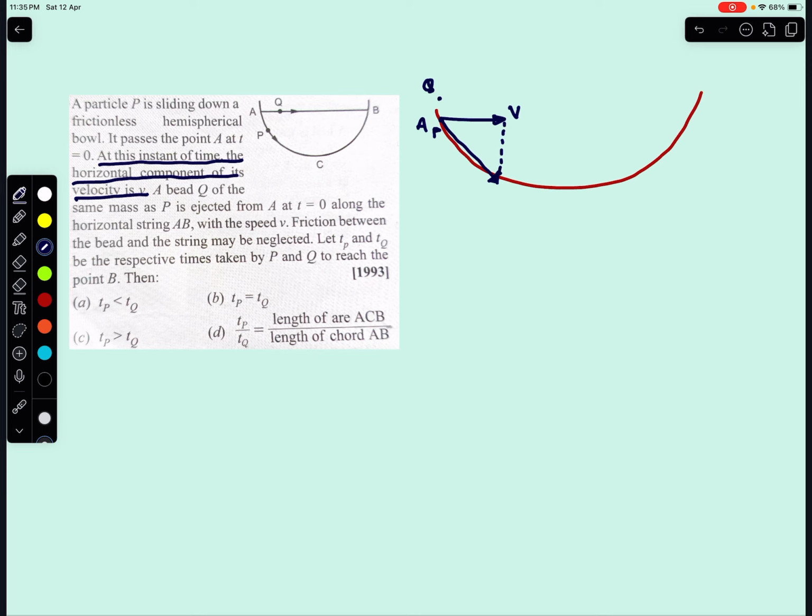is ejected from A, the same point A, with a speed v along the straight line. This speed v is along the straight line AB, this A and this B. Now, friction between these things is neglected. Find T_P and T_Q.